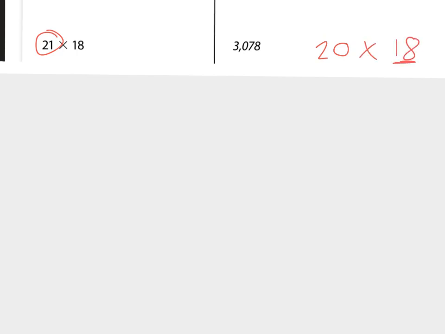My basic multiplication fact is 18 times 2. We're doubling 18, which gives us 36, and we have 1 zero here, so we're going to add a 0 here, and 360 is nowhere close to 3,078. So we need to go ahead and solve this problem. On this one, I'm going to solve it using the lattice multiplication.